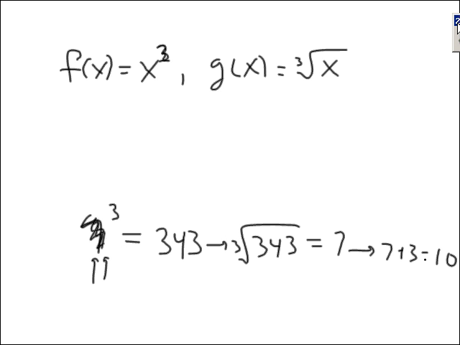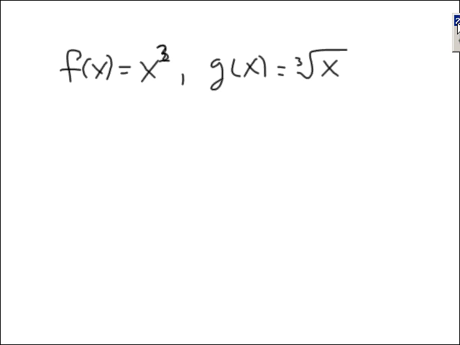To undo cubing something, you don't start over. You take the cube root of it. So yeah, those are inverses. Remember, cube root means raised to the one-third power.